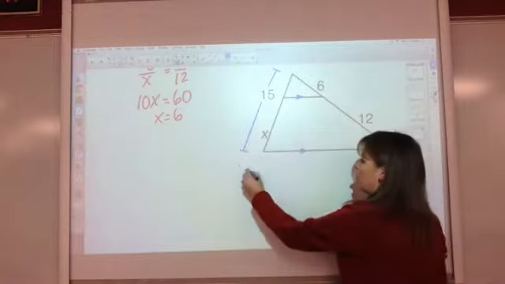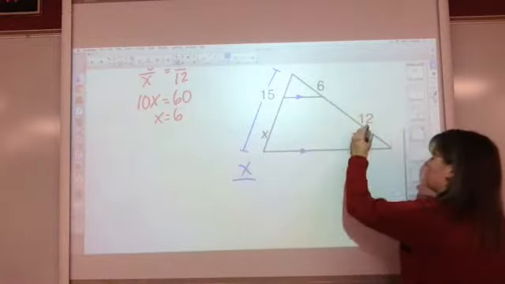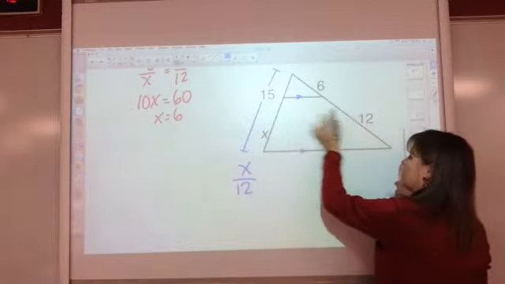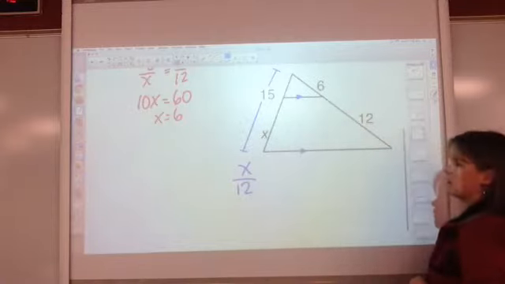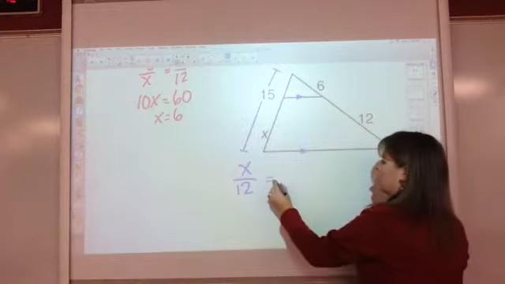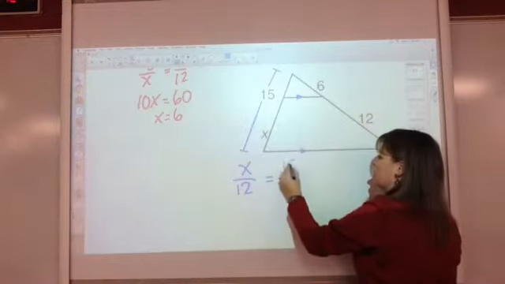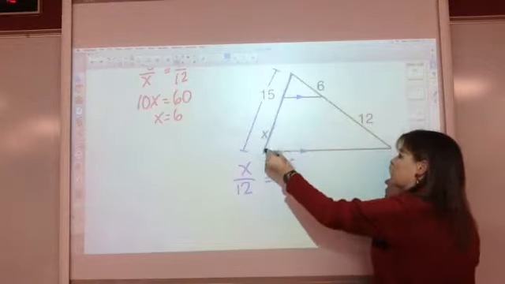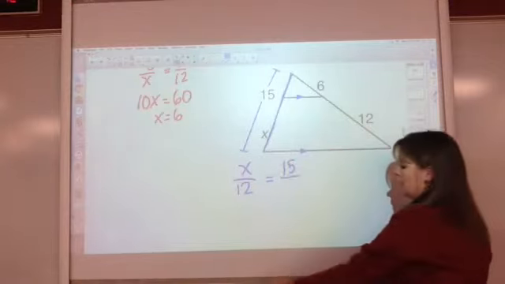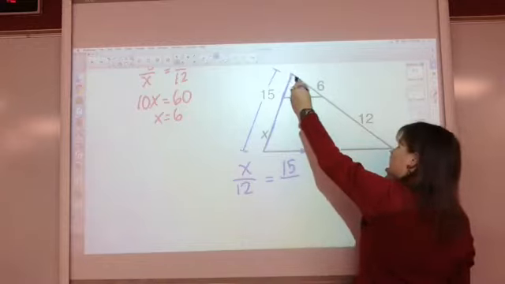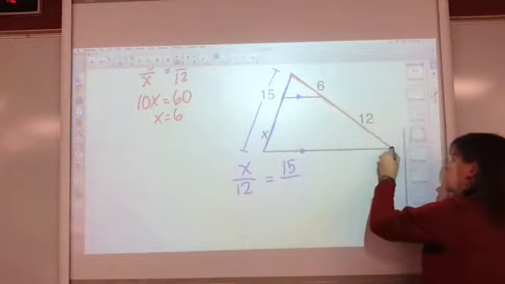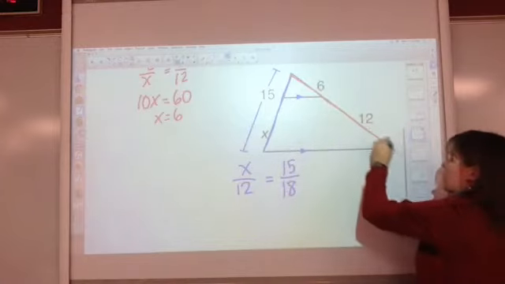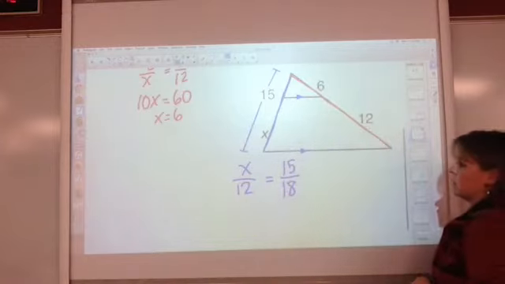We know that we're looking for x, and x is comparable to 12. X to 12. They're the same pieces, just other sides of the triangle. We have 15, but 15 is the entire length of the whole side of the triangle. So as I was saying, if you're going to compare apples to apples, if you're using the whole length of the triangle, you have to use the entire length of the triangle over here, 6 plus 12.